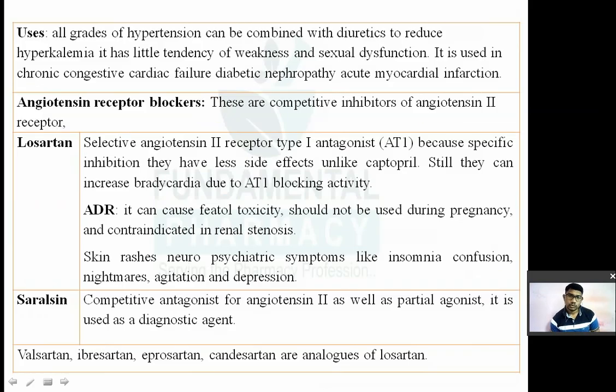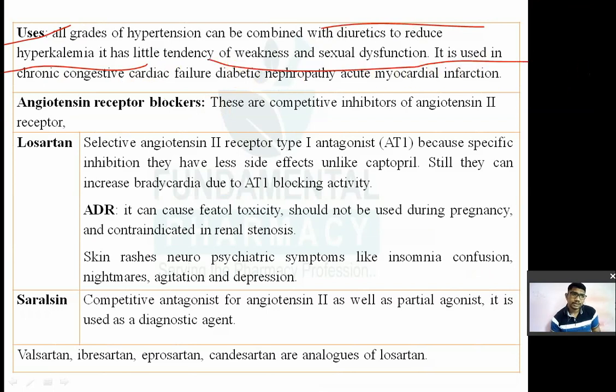Now, what are the uses of these ACE inhibitors? They are used in all grades of hypertension. They can be combined with diuretics to reduce the dose and hyperkalemia. They have little tendency of weakness and sexual dysfunction. They are used in chronic congestive cardiac failure, diabetic nephropathy and myocardial infarction.